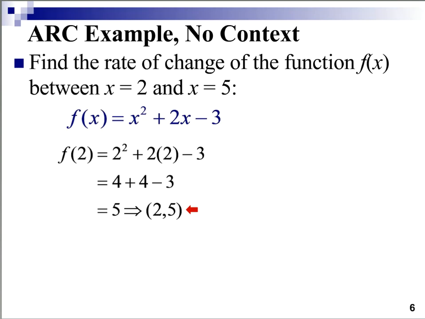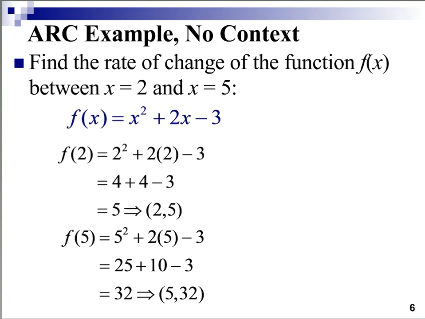And then we'll do the same exact thing for x equals 5. We will evaluate f at 5. And when we do so, we get this. So f of 5 means plug 5 in wherever I see an x, do the arithmetic, and when I do that, the value is 32. So that gives me a second point on the graph. x is 5, y is 32. So that's all I really need.